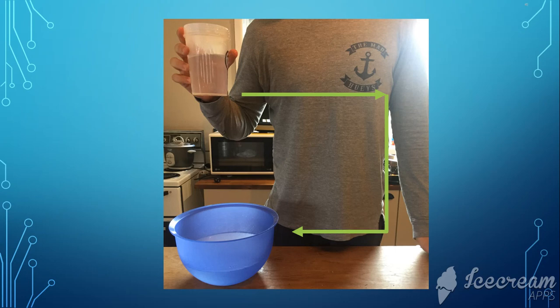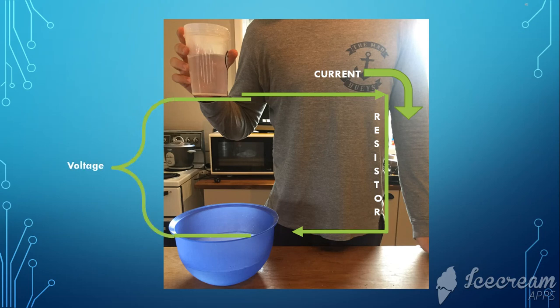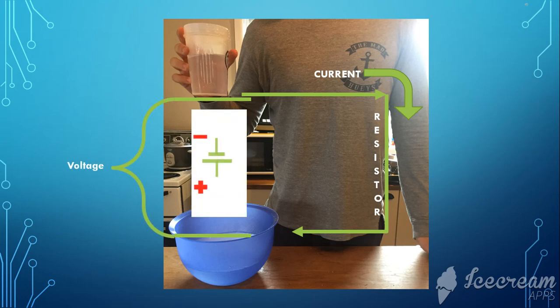Imagine the other arrow is a continuation of the trough back to the bowl, so now the water can flow. The flow of the water is current and the drop of the trough is a resistor. The potential energy between the bowl and the highest point of the cup can be used as an analogy for voltage. And any mechanism that lifts the cup to that point is an analogy for a battery in a circuit.